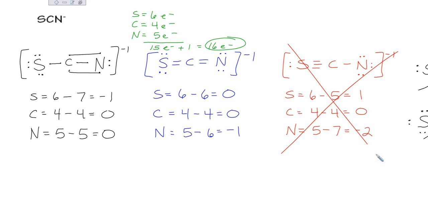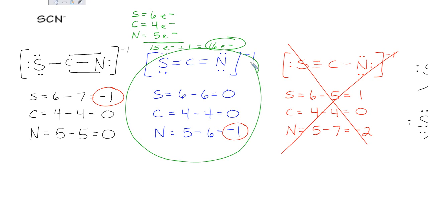So in the first one, I've got the -1 on the sulfur. The second structure, I have the negative on the nitrogen. Between these two, this second one is the winner. This is the better structure because the negative is on nitrogen, and nitrogen has a higher electronegativity than sulfur. That's always kind of my tiebreaker.